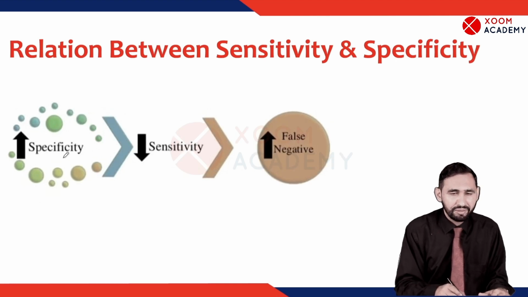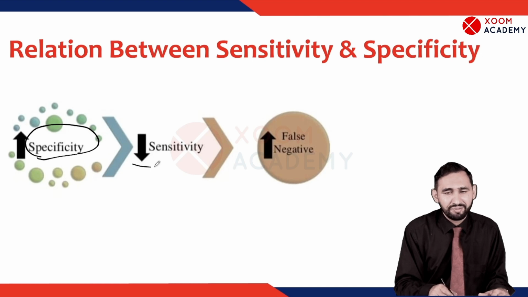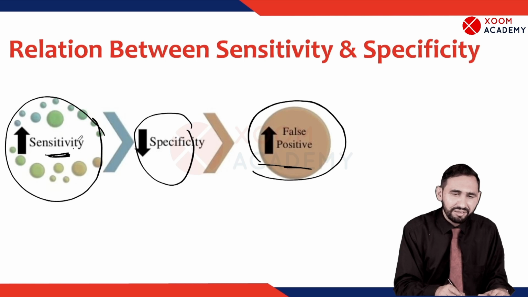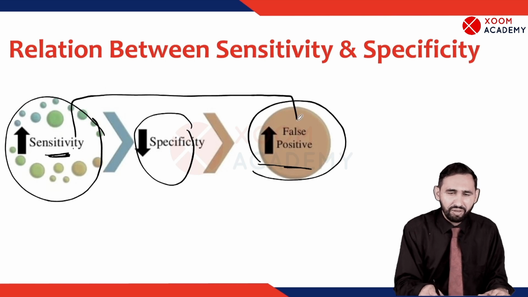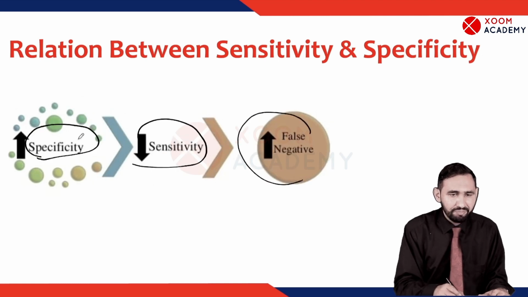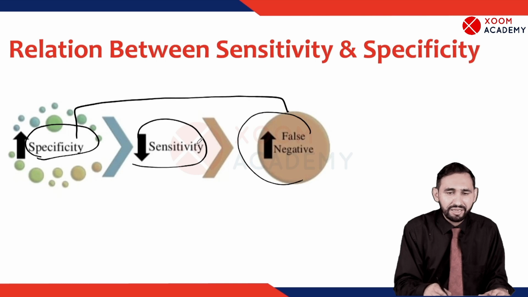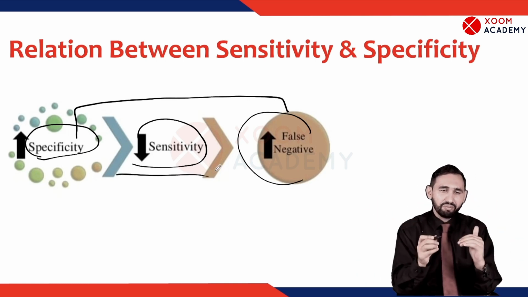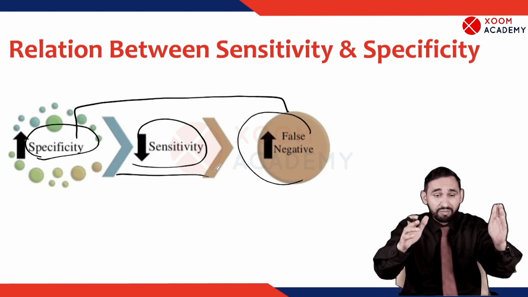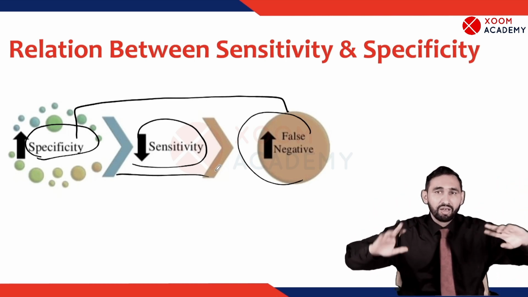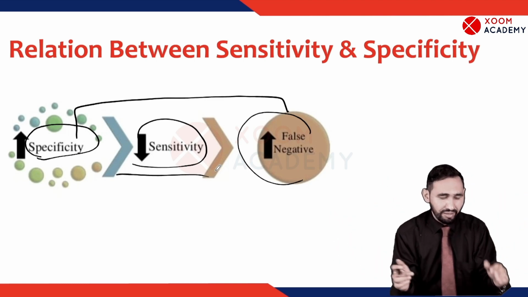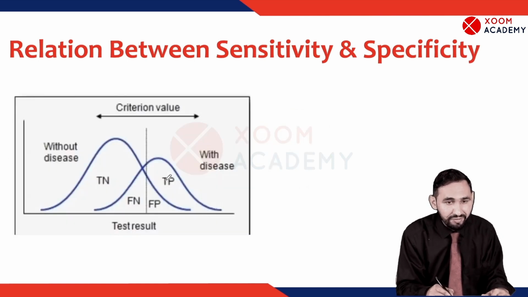What is the relationship if specificity increases, sensitivity decreases, and false negative increases? So we can say that sensitivity has a direct relationship with false positive and an indirect relationship with specificity. And specificity has a direct relationship with false negative and an indirect relationship with sensitivity. So sensitivity and specificity are inversely proportional, but sensitivity is directly proportional to false positive because they are diseased. Specificity is directly proportional to false negative, but has an indirect relationship with sensitivity.